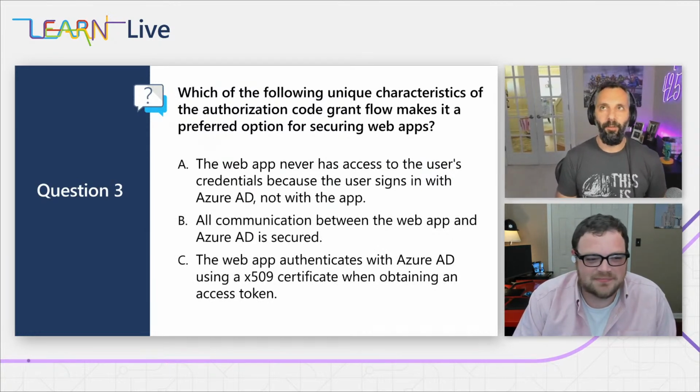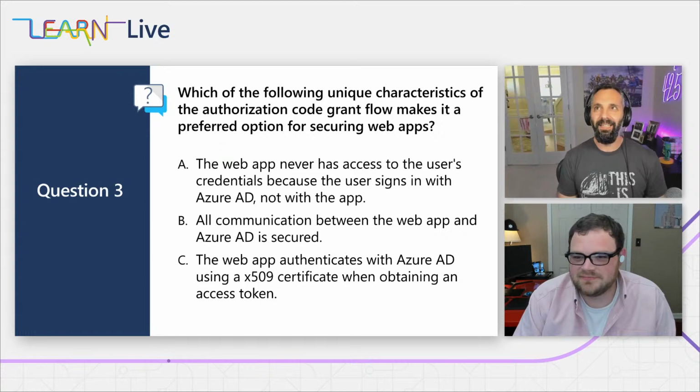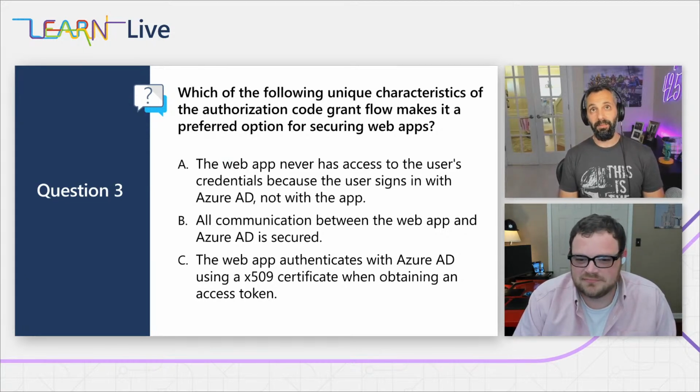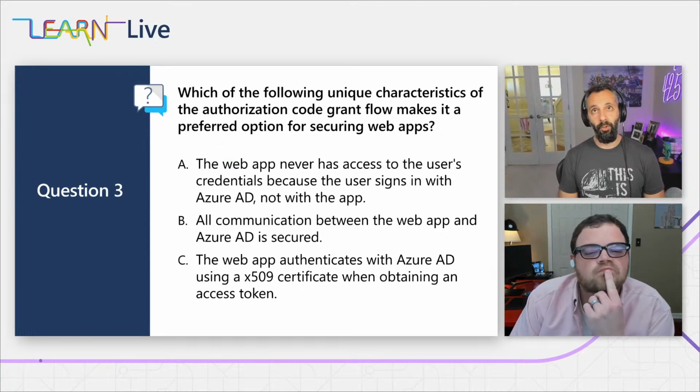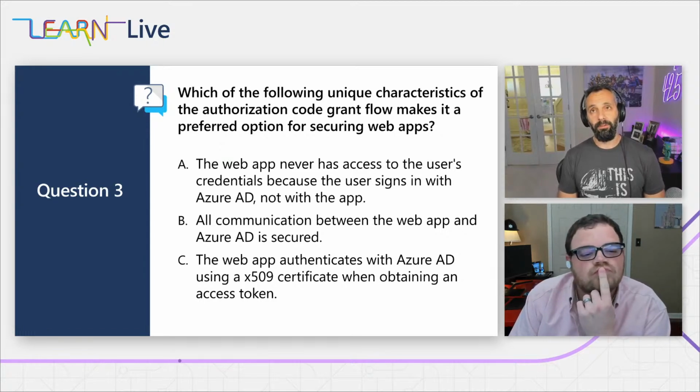So let's see, which of the following unique characteristics of the authorization code grant flow, so many words here, make it a preferred option for securing web apps? So why is authorization code flow the preferred way?